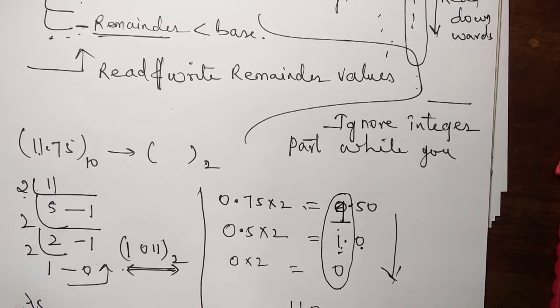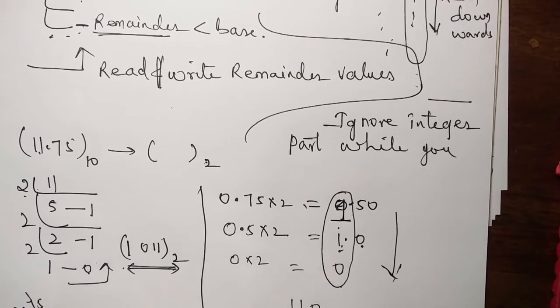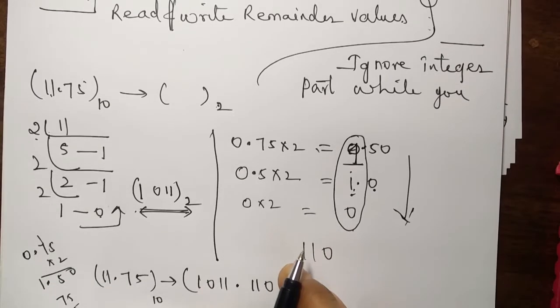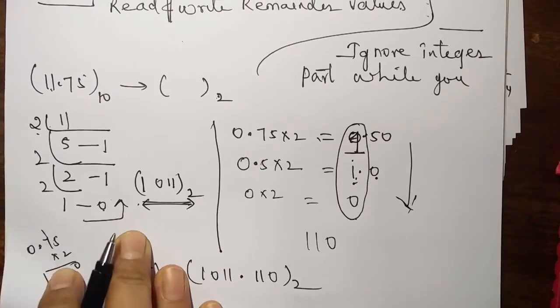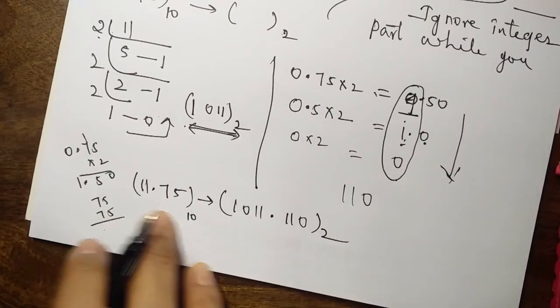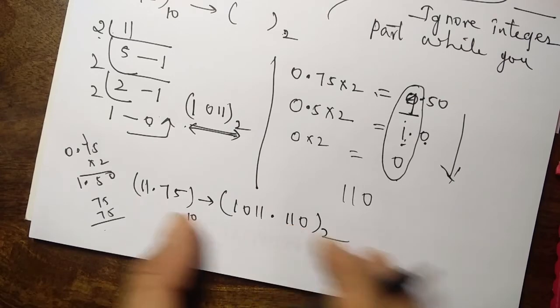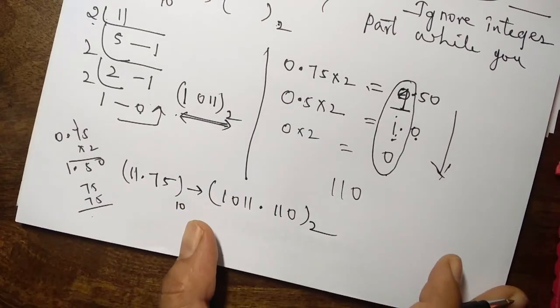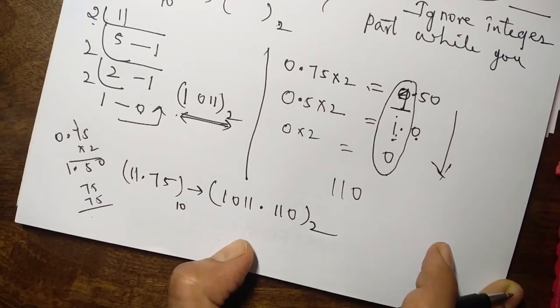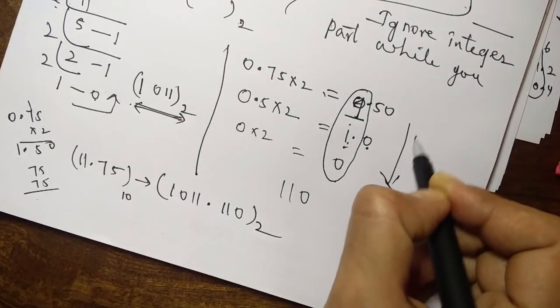Now club these two, 1011, and put a point in between, 110. This is the total value of 11.75, a decimal value which is converted to a binary value. Read downwards here.